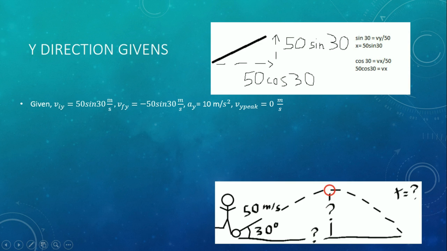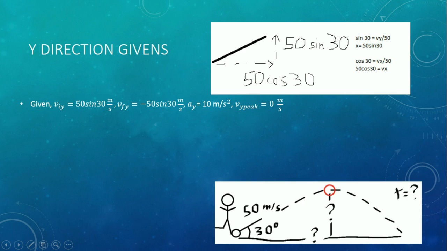So here we have the y magnitude is 50 sine of 30. This just says initial velocity in the y direction, so v sub I y. I for initial, y for y direction. Final velocity in the y direction, v sub f y, is the exact opposite because gravity is a conservative force, so it's going to give back what it takes. So the final velocity at the very end is exactly opposite: negative 50 sine of 30.